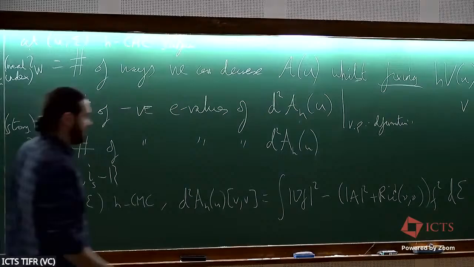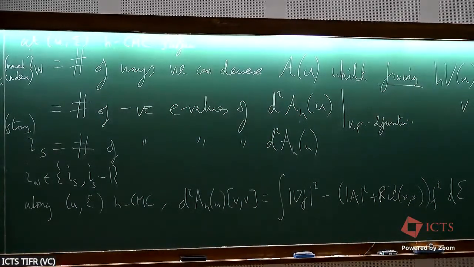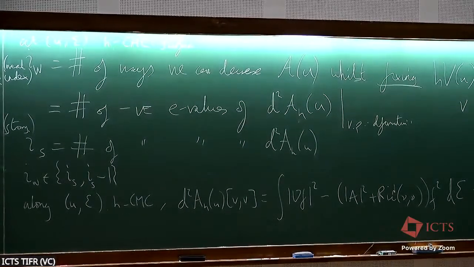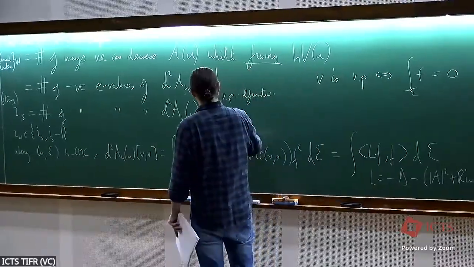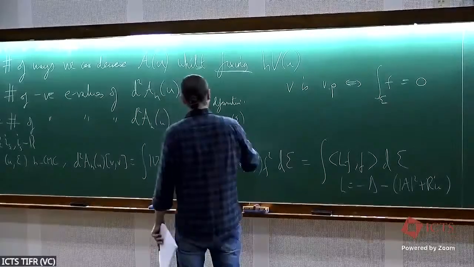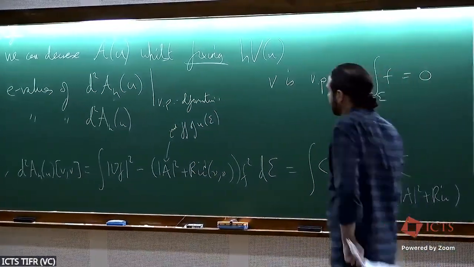So, you know, this is just the same as LFF, where L is the elliptic operator minus the Laplacian minus A squared plus Ricci. Should have said, this is, of course, the second fundamental form of the immersion, and that's the ambient Ricci curvature. I hope that much is clear.